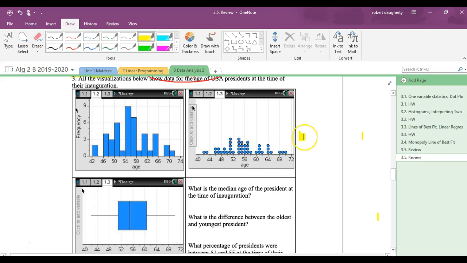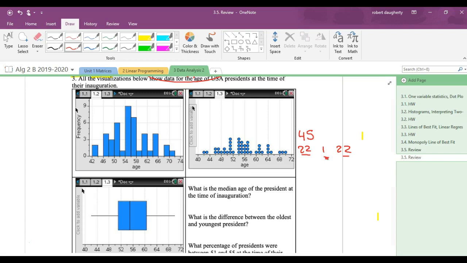There are 45 of them. So there are 45 presidents. There should be 45 dots there. So that tells me that I've got 22. So it divides up like this. So the 23rd data element should be my median. So I could count up dots until I get to 23.